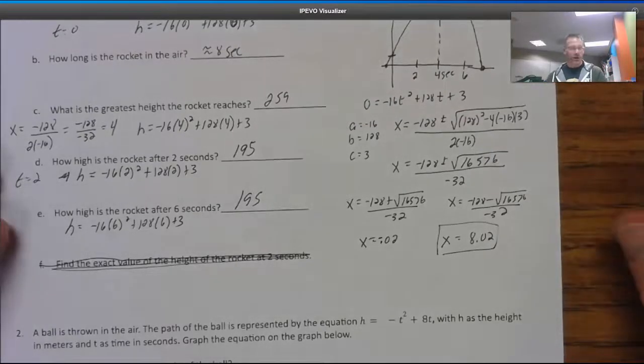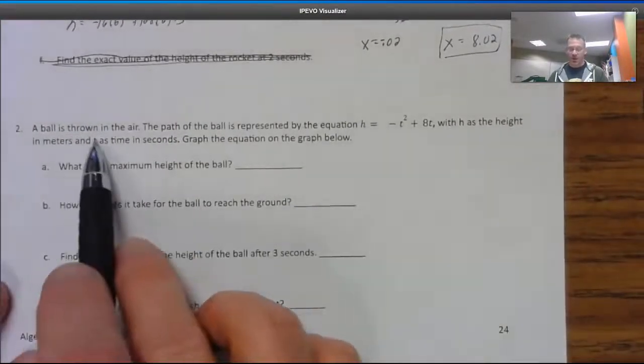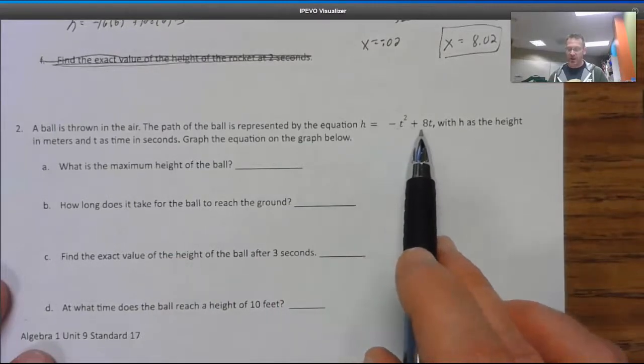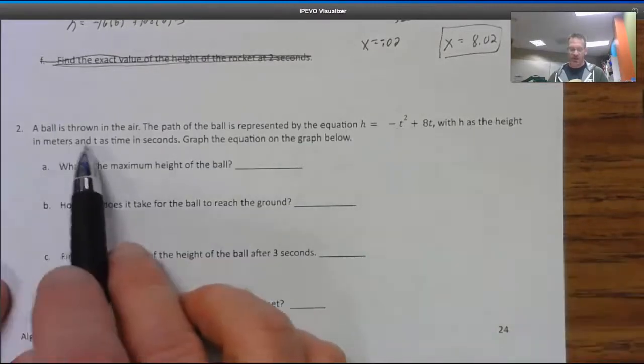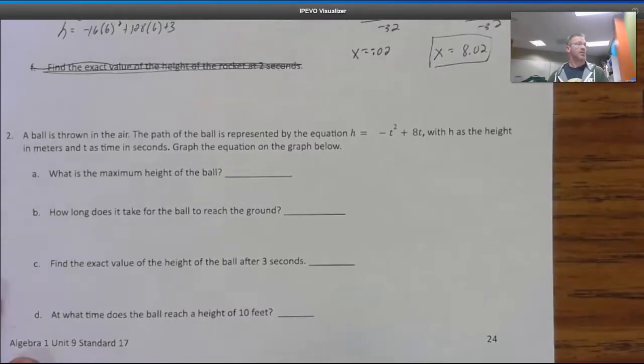All right, so now let's look at problem 2. A little simpler equation here. A ball is thrown in the air. The path of the ball is represented by the equation h equals negative t squared plus 8t, with h as the height in meters and t as the time in seconds. So what is the maximum height of the ball?